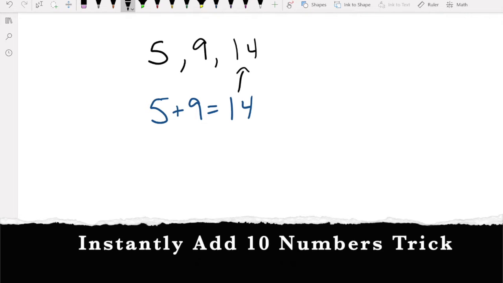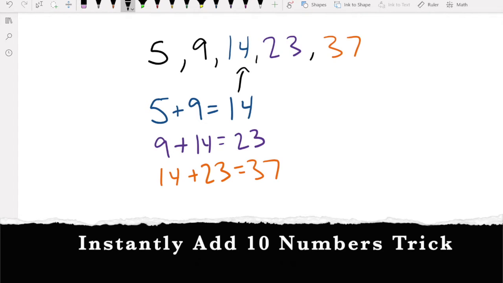And then you continue this process. So you have 9 plus 14 is 23, 14 plus 23 is 37, and you keep going until you make 10 numbers in the sequence. Now again, some of you recognize this is kind of the basis for how the Fibonacci sequence is generated. Don't mention that. Just tell them this is what they're going to do.